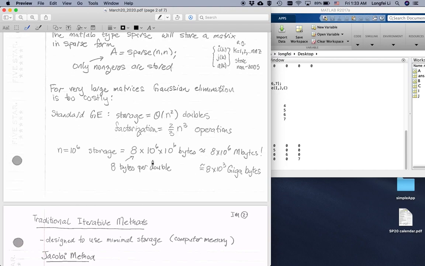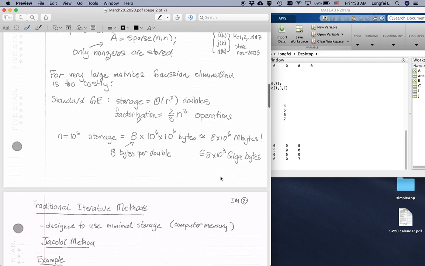A byte is just the memory you use to store a number. So we need to store this many numbers, and that translates to something you can understand: 8 times 10 to the 6 megabytes, or we can say that it's 8,000 gigabytes, right? So if you are solving a matrix of this size using Gaussian elimination, you better have 8,000 gigabytes of memory on your computer. Normally we don't have that on our household computer, right? We might have that on a supercomputer, but not for your laptop.